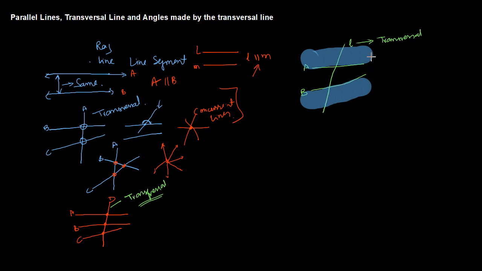If I treat all the blue area as outside, this is also outside. Outside of what? Outside of these two lines, outside of A and B, because those are the two lines which are intersected by line L, which is a transversal line. So any angle made outside these two, I'm going to represent as 1, 2, 3, 4. All these angles are outside. Those are called exterior angles.